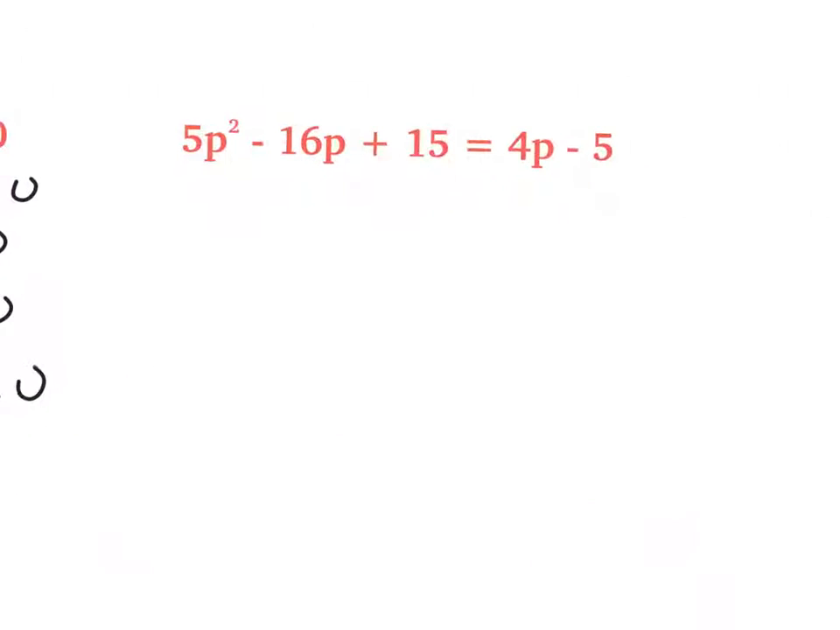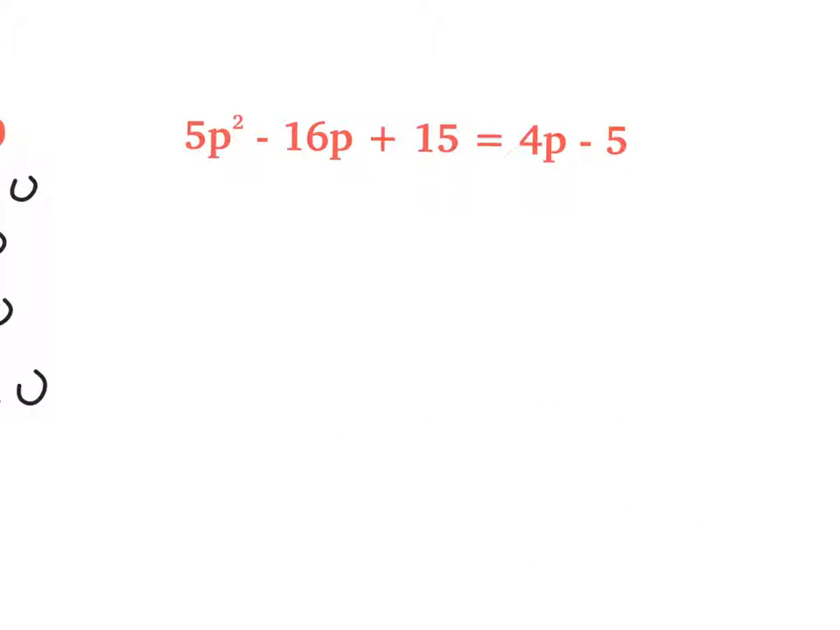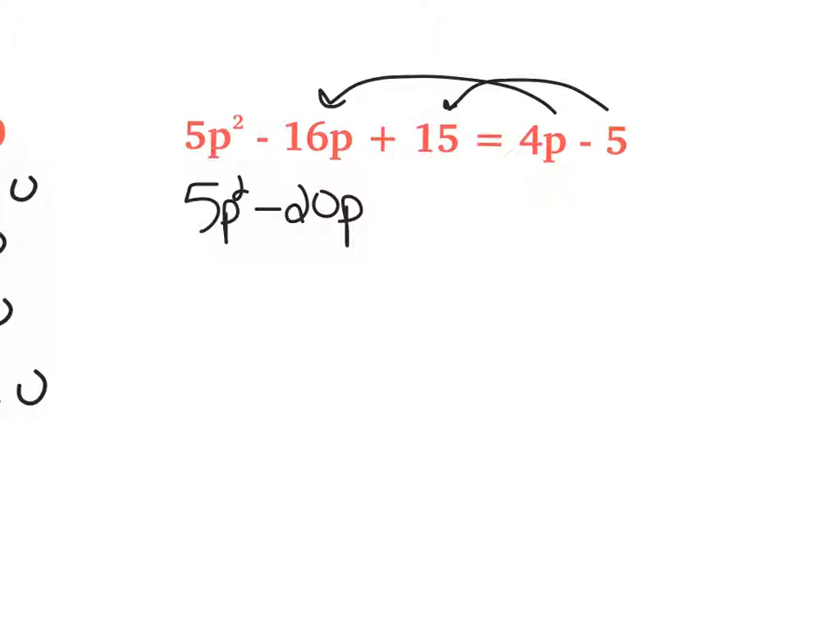All right, last problem of the video. When you don't have the side equal to 0, you've got to make it equal to 0. So I'm going to take the 4p over there. When I take the 4p over, it becomes minus, which makes it a minus 20p. I'm going to take the 5 over here, which makes it a plus 5, which makes it a plus 20.